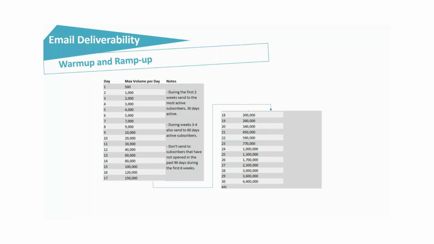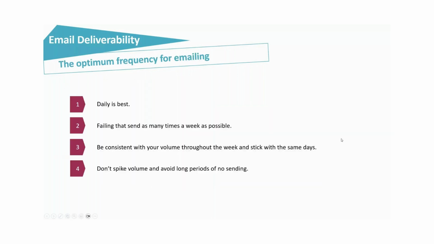But if you send infrequently, less than once a week, we strongly encourage you to try and not do that. So the optimum frequency for emailing is, daily is best. Failing that, as many times of the week as possible. But you should try and be consistent with your volume throughout the week and even month, and stick with the same days. You don't want to have spikes really. You want to avoid long periods of no sending.